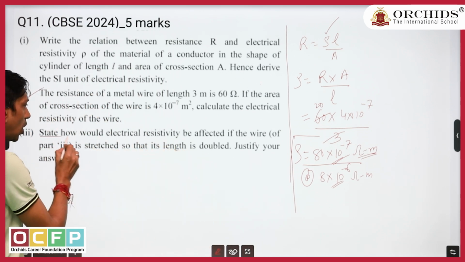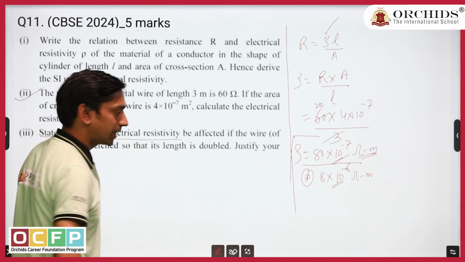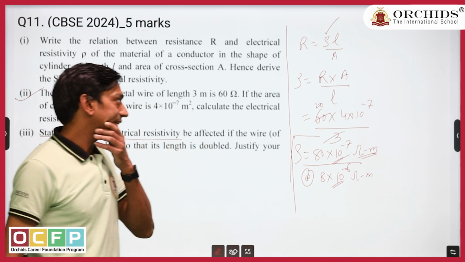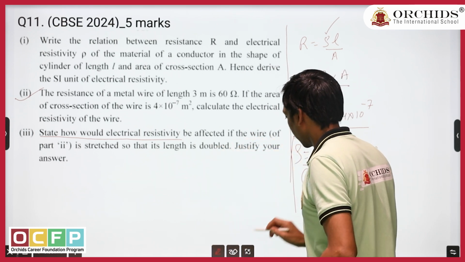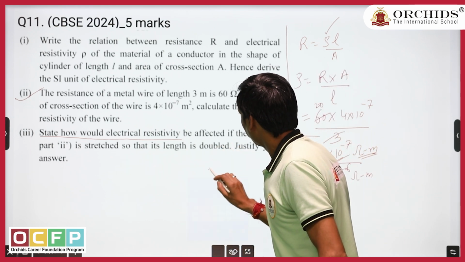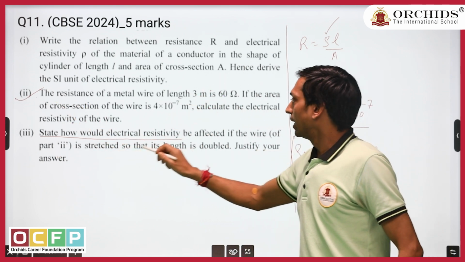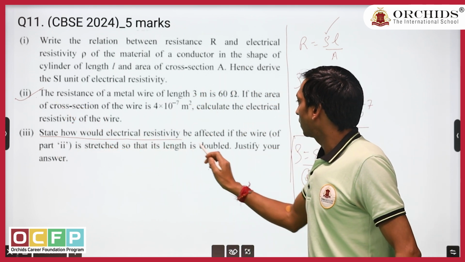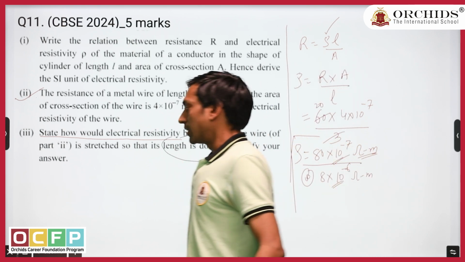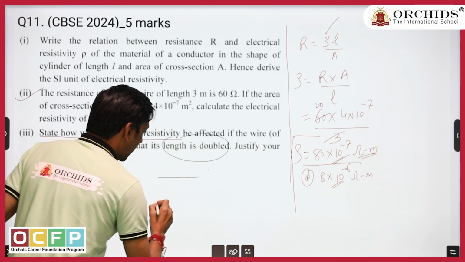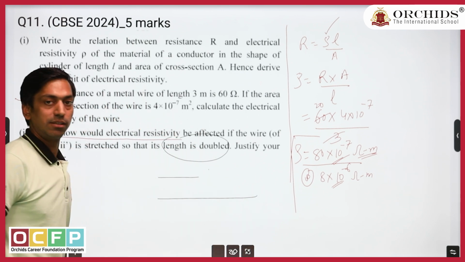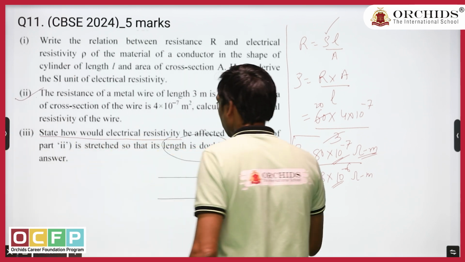Third part, state how the electrical resistivity would be affected. Now in the question they are asking how the electrical resistivity of the conductor will be affected if the wire of part 2 is stretched so that its length becomes double. Now what we are doing, the length initially was L, and after stretching we are making its length 2L. Right, so justify your answer also.